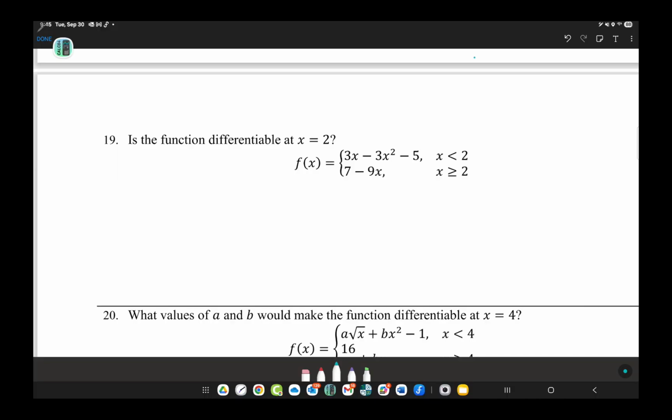All right, 19 and 20 are kind of the same question. It's just 19, you're finding values for A and B. 19 may be in your test. 20 is going to be in your test, definitely. 19, I'm not certain, but you do them both the same way, so it's good practice. First, what do we check for? Continuity.